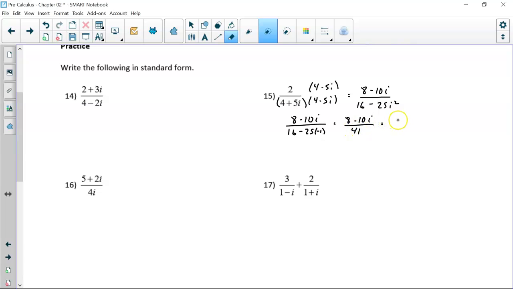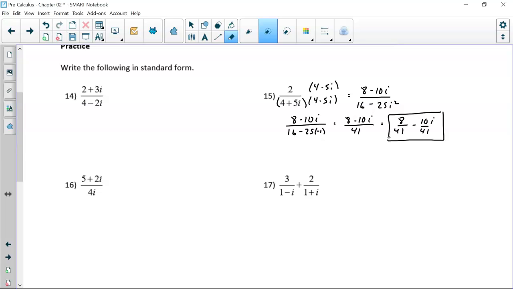So to finish up, we're going to split them up. 8 over 41 minus 10 over 41I. And there is our answer. Now, problem number 17 is more complicated.